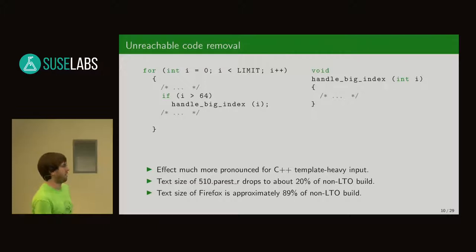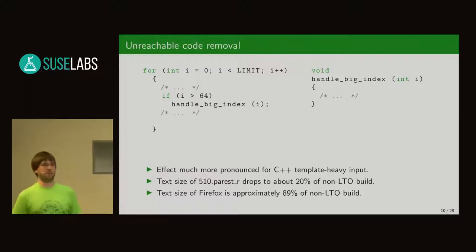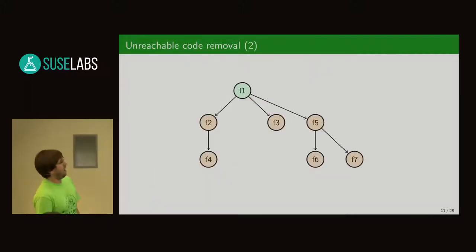So much so that, for example, in a SPEC parser benchmark, the size of the text section of the ELF drops to 22%, I've just measured it a couple of minutes ago, of the non-LTO build, so you save 80% of the code, and it's mostly due to the removal of unreachable code. The size of the whole executable is about 37%, so when you do an update, you only have to fetch 37% of the data that you had before. And the text size of Firefox is now approximately 89% of the non-LTO variant, and again, this is mostly due to the unreachable code removal.